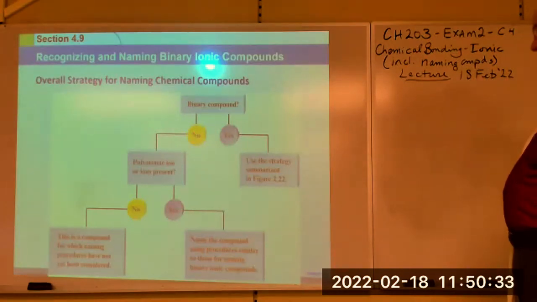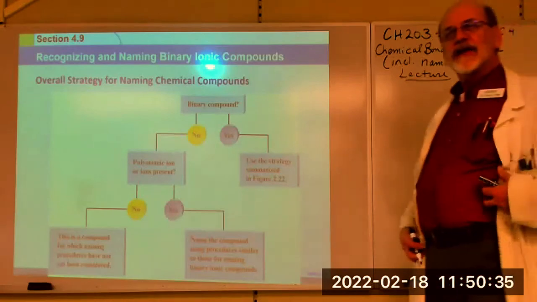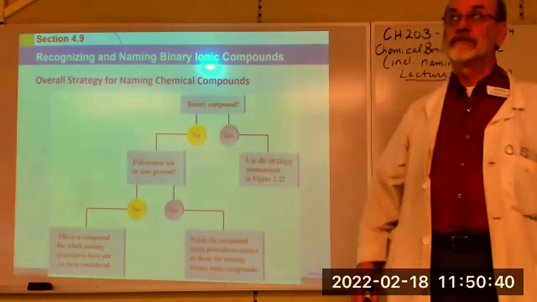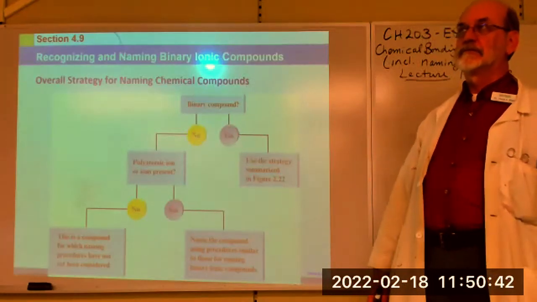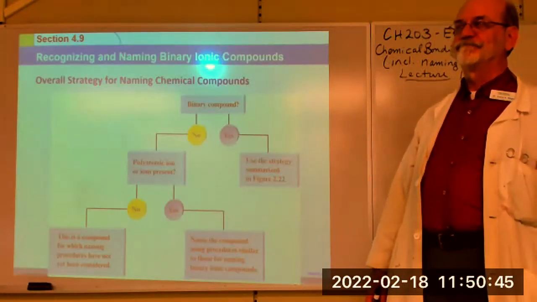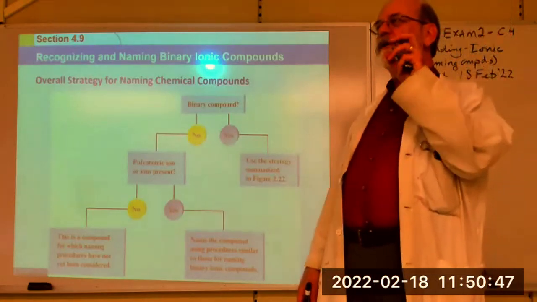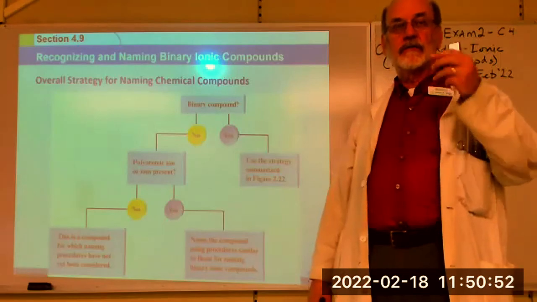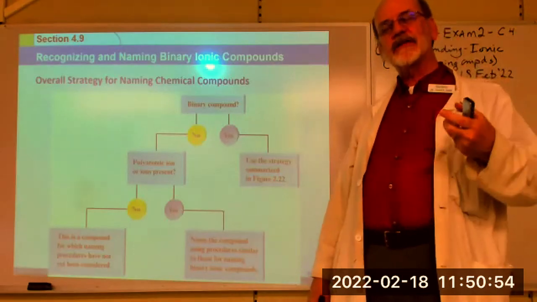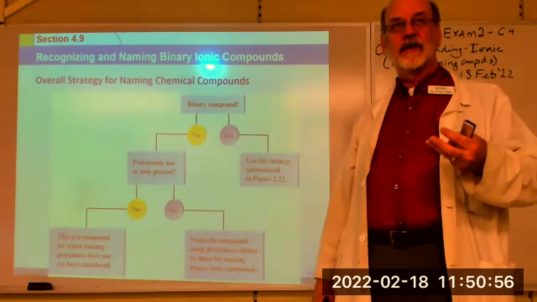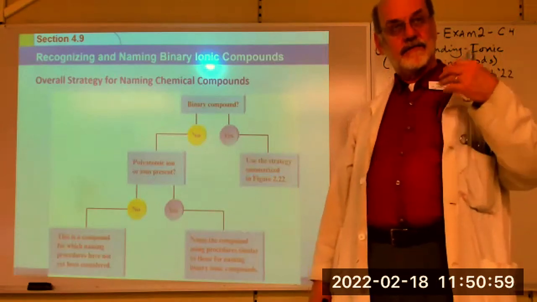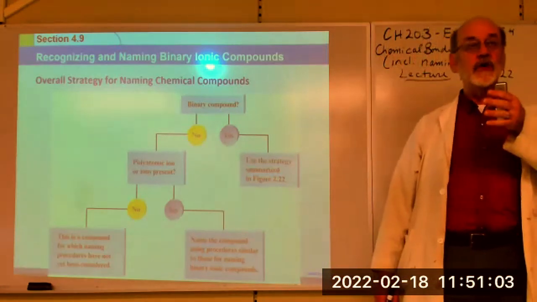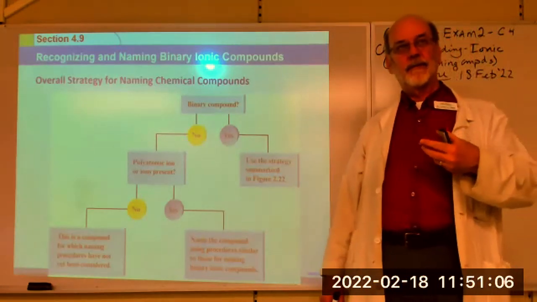Polyatomics. Well, if you've got polyatomics in there, you name compounds with polyatomics with a type 1 or a type 2 convention. Because if you've got polyatomics in there, you definitely have ions. You don't have a type 3 situation. So polyatomics always mean type 1 or type 2. Depends on the metal.